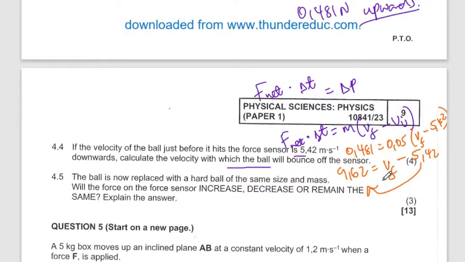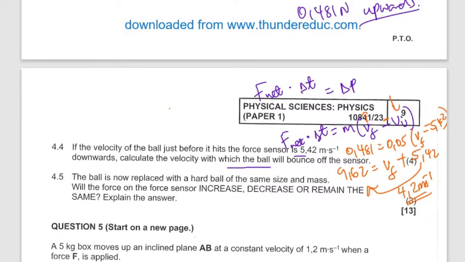Is my sense correct? Because the final is moving upwards, and then the initial is moving downwards. So it's a minus, that's a plus, which means I'm going to subtract. So 9.62 minus 5.14 gives me 4.2 meters per second. Okay, so that's our final. So the final is going to act upwards.